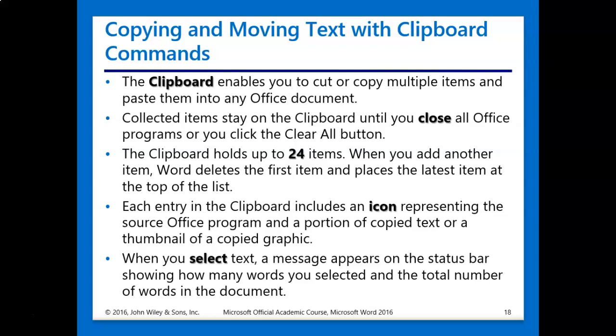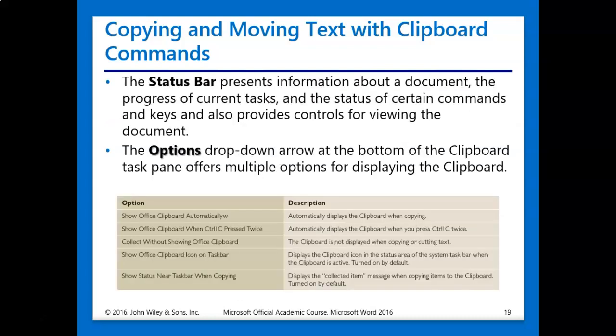When you select text, a message appears on the status bar showing how many words you selected and the total number of words in that document. The status bar presents information about a document, the progress of current tasks, and the status of certain commands and keys, and also provides controls for viewing the document. The Options drop-down arrow at the bottom of the clipboard task pane offers multiple options for displaying the clipboard, and there are those options there.